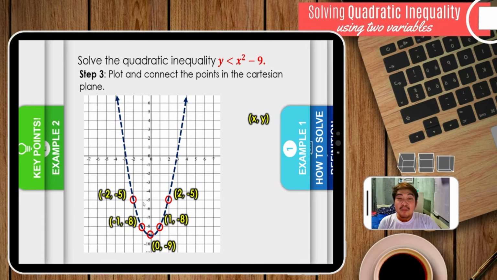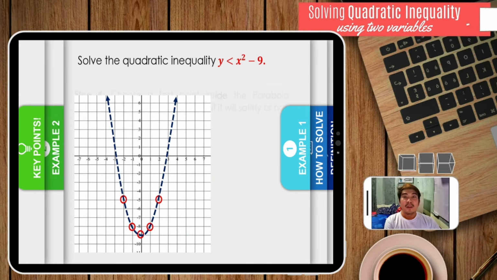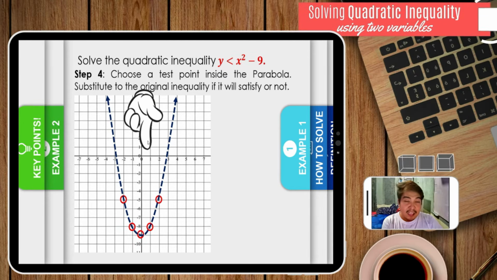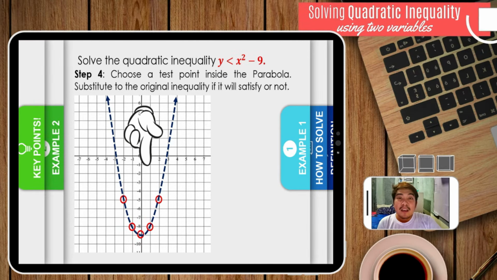Na kailangan 5 points, at least 5 points yung ating gagamitin. And we should see to it na makakabuo ng parabola. Kasi baka mamaya etong side lang na to ang mabuo natin. Wala yung kabila. Okay? So next, step number 4. We need to choose a test point inside the parabola. So nahandito si test point. Okay? So kukuha tayo ng isa sa mga points dyan.